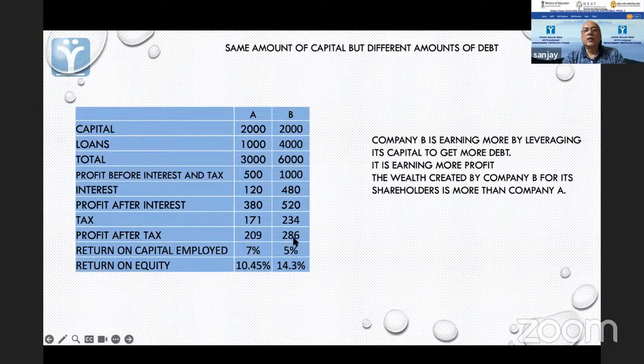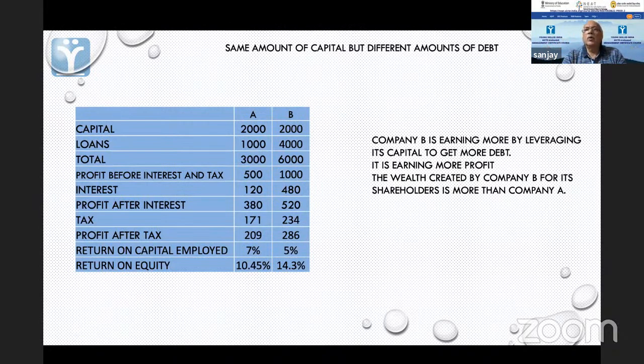How are they earning more? Because they put in more. They brought in 1,000 crores of fresh capital and they borrowed another 2,000 of loans. This is the basic point here. So the returns remain the same, but the amount that they earn is much, much more. This is also a way of saying that this company is creating more wealth.